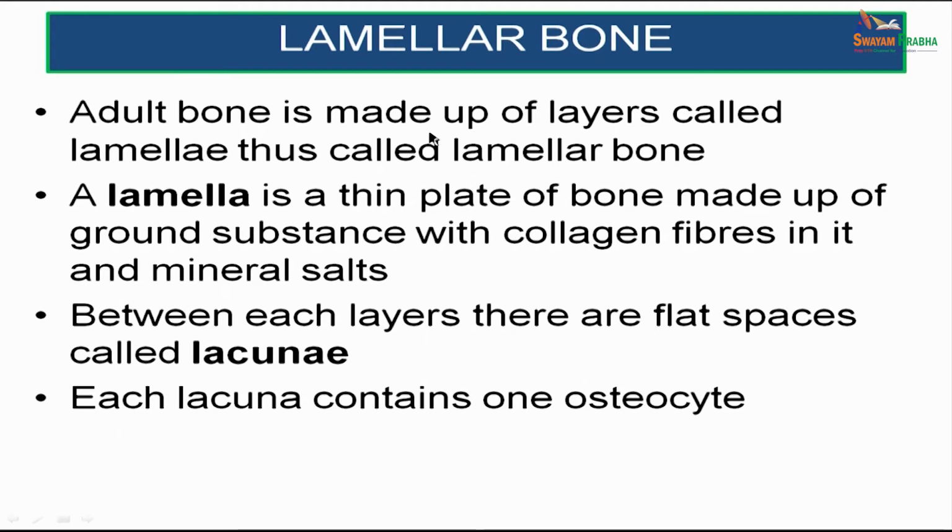Adult bone is made up of layers called lamellae. Thus, adult bone is lamellar bone. What is a lamella? A lamella is a thin plate of bone made up of ground substance with collagen fibers in it and mineral salts. Between each layer, there are some spaces. These are flat spaces called lacuna or lacunae, and each lacuna contains one osteocyte.